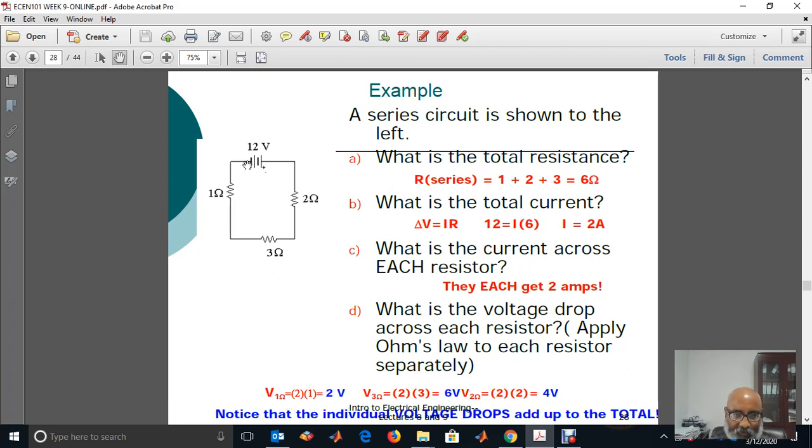The voltage across the 1 ohm resistor will be 2 ampere times 1 ohm, 2 volt. The voltage across the 3 ohm resistor is 2 ampere times 3 ohm, 6 volt. The voltage across the 2 ohm resistor, 2 ohm times 2 ampere, is equal to 4 volt. If we add all this, we will have the total voltage, which is equal to 12 volt.